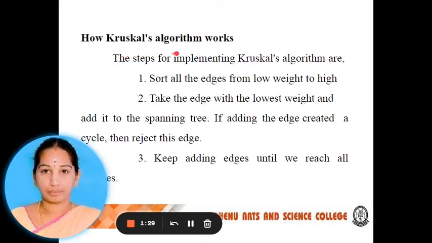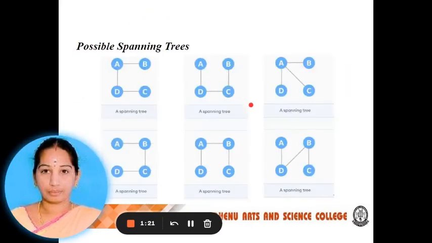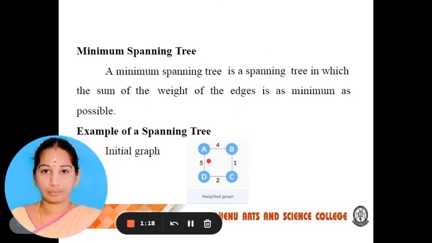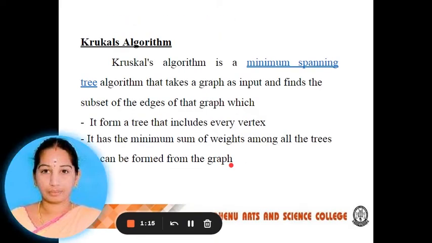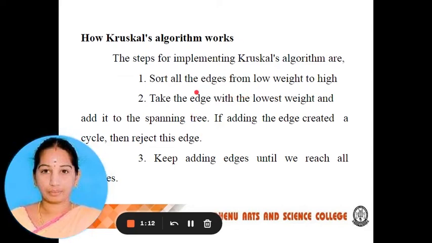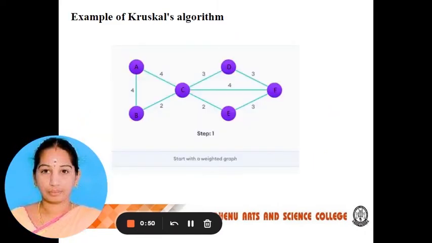How does Kruskal's algorithm work? First, sort all the edges by their weight values. Weight values are the weightages of the edges, like 5, 4, 1, 2. We sort all the edges from low to high values, that means 1, 2, 3, 4 like that. Then take the edge with the lowest weight and add it to the spanning tree. If it forms a tree, we stop the process and come out of the algorithm. So let's see one example.